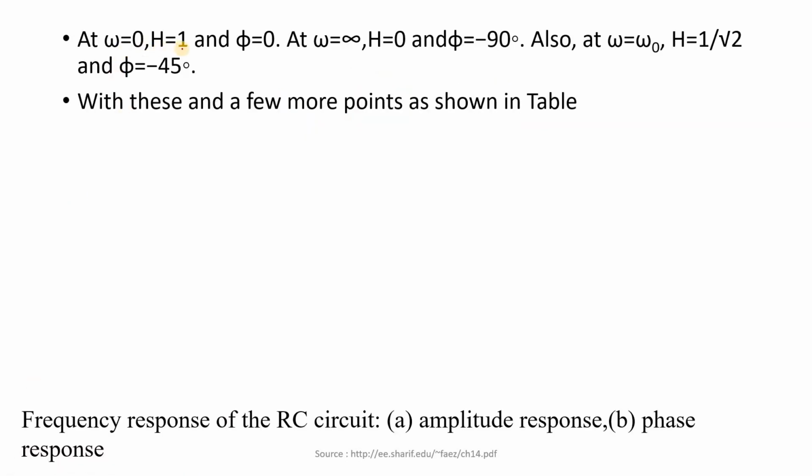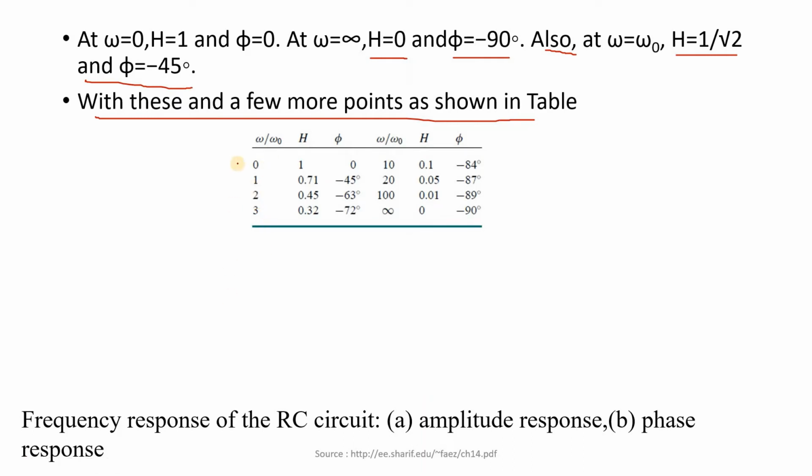At omega equal to 0, H is equal to 1 and phi is equal to 0. At omega equal to infinity, H is equal to 0 and phi is equal to minus 90 degrees. At omega equal to omega naught, H is equal to 1 by root 2 and phi is equal to minus 45 degrees. So these are certain points, and they are described in this particular table.